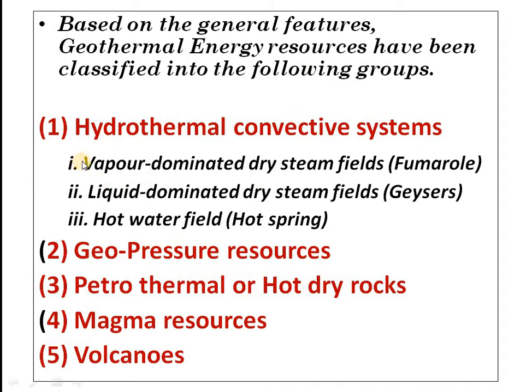As far as the first and second categories are concerned, we can use both for power production. Both vapor dominated steam fields and liquid dominated fields can be used for power generation by turning turbines in suitable form. Whereas the hot water field cannot be used for power generation, only for heating applications, such as room heating and domestic applications. So let us focus on these three categories first.